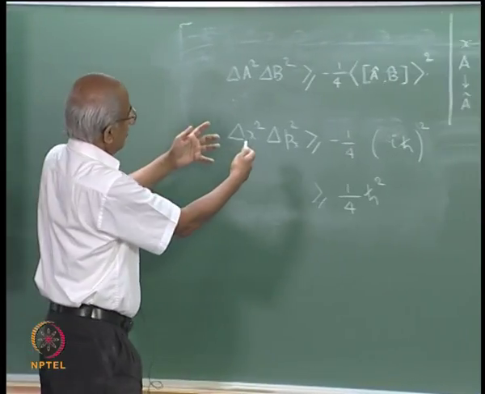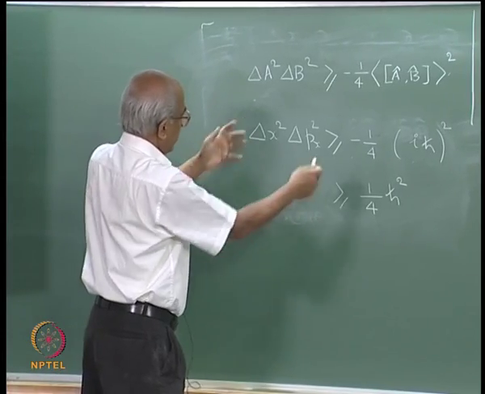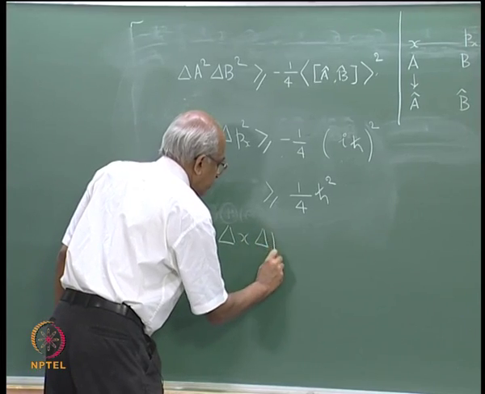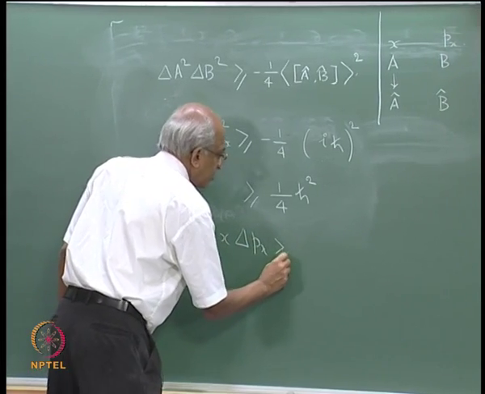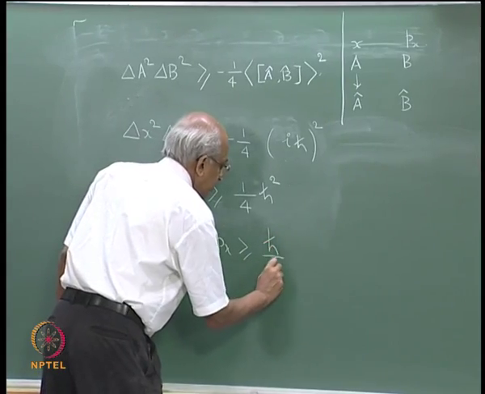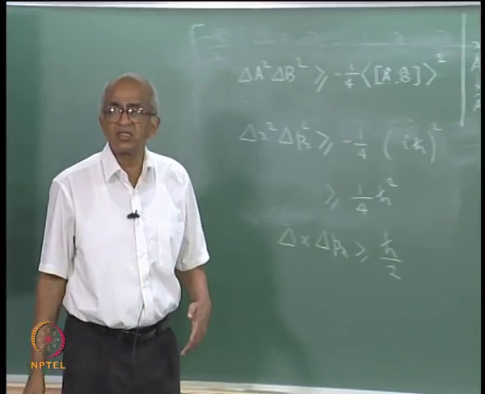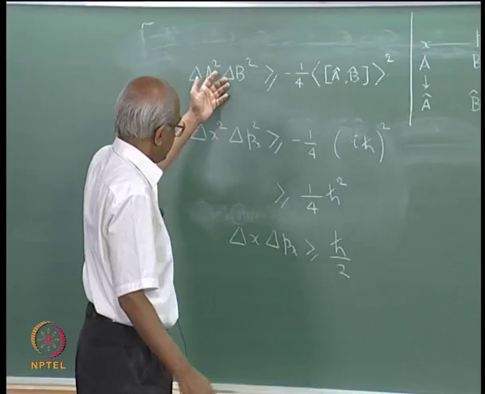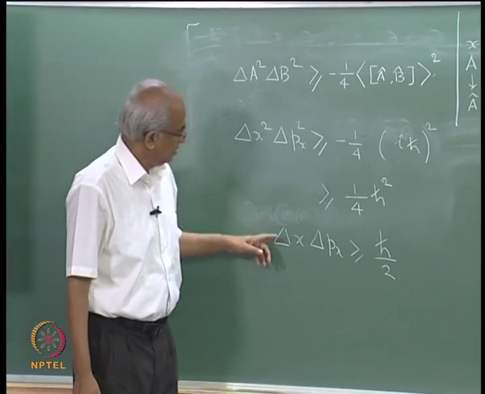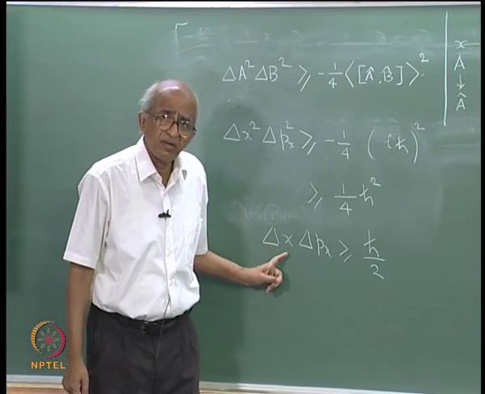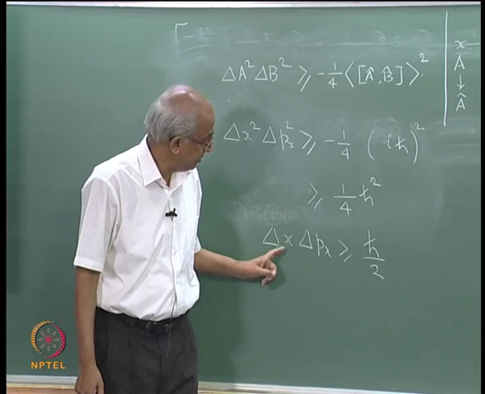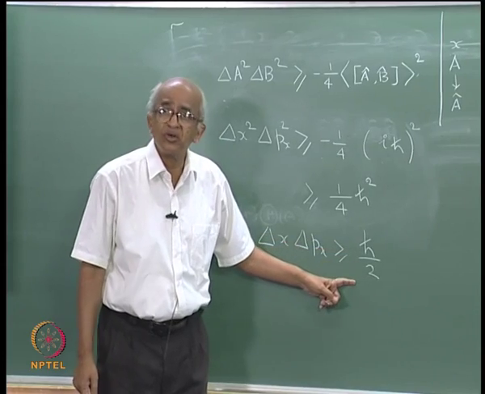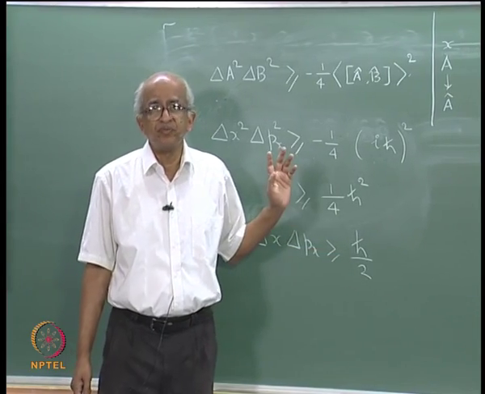So, now I take the square root of this, and what happens? I shall get the relationship delta x into delta p x must be greater than or equal to h cross divided by 2, which actually is the Heisenberg's uncertainty principle. So, using this generalized uncertainty relationship, you can actually arrive at the Heisenberg's uncertainty principle, which says that delta x into delta p x must be greater than or equal to h cross divided by 2.